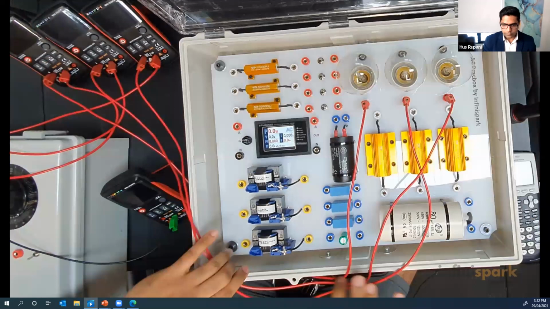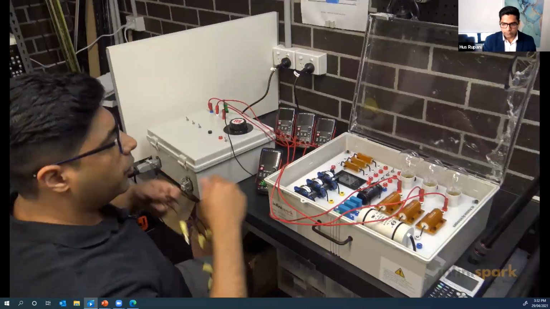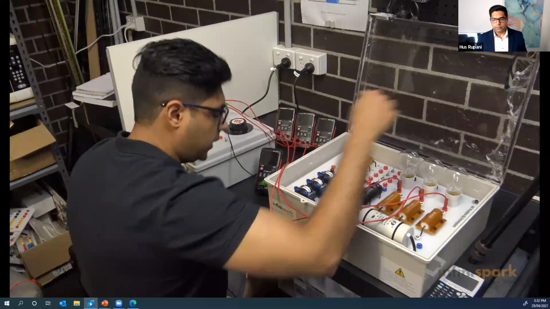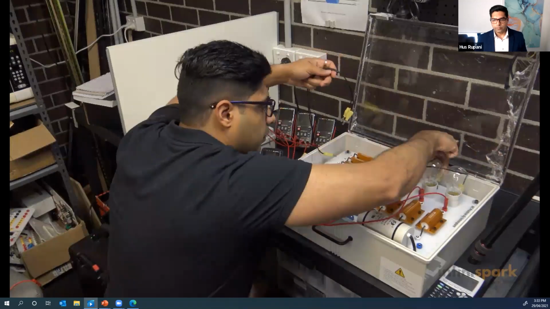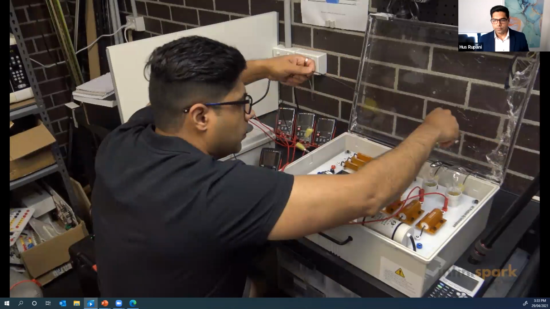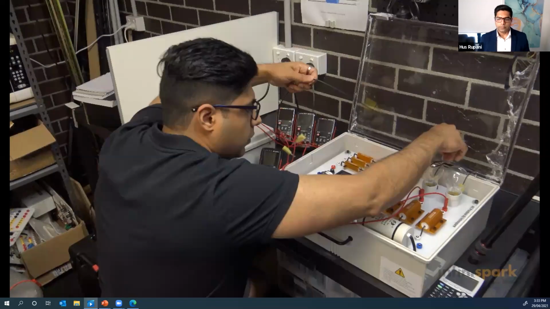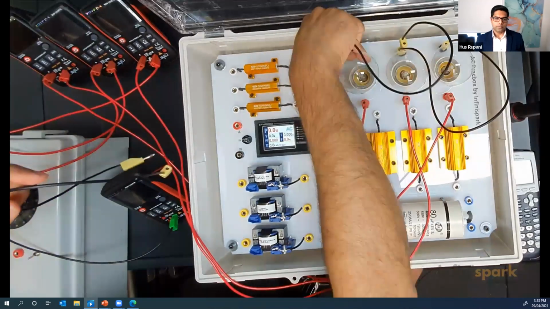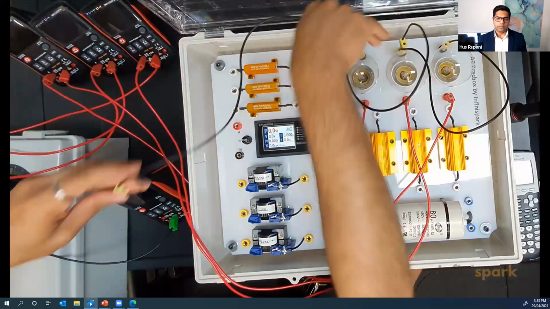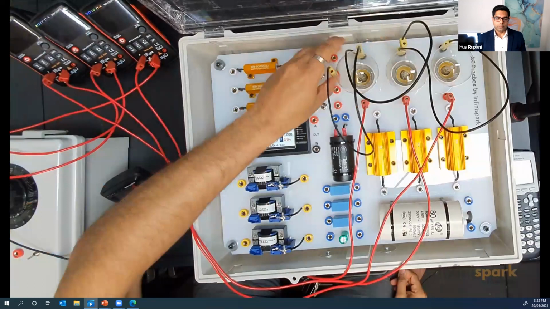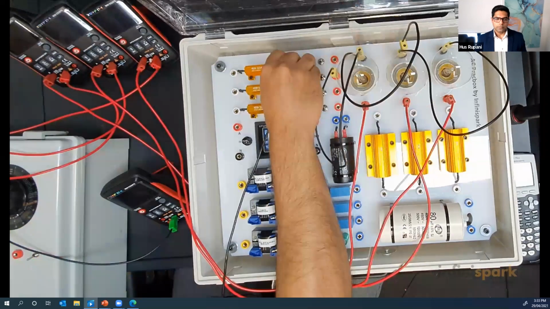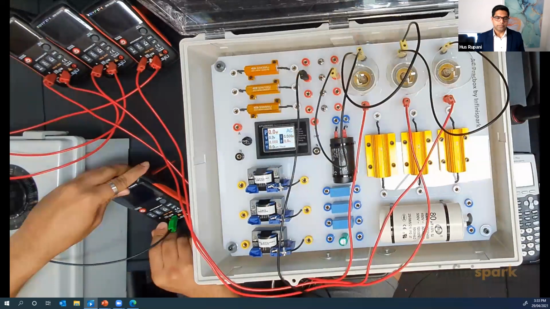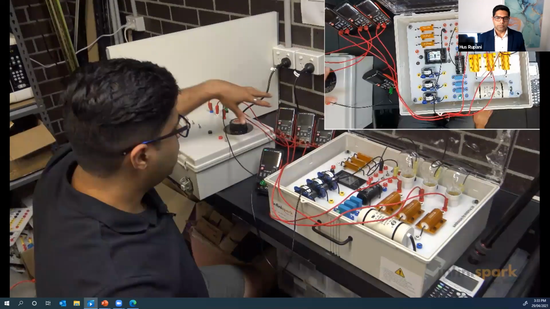Now create a star point with U2, V2, and W2. And let's bring that star point out to this switch. From the switch, we'll go into the meter here so we can measure the neutral current. Okay, let's turn that switch on so whenever we power this up, we can measure the neutral current straight away.